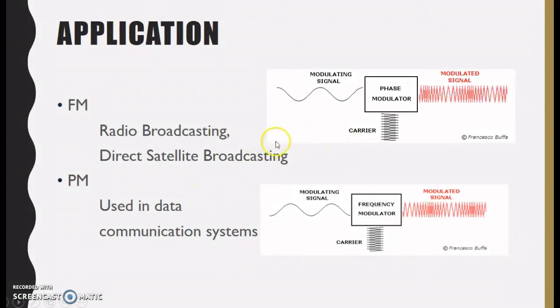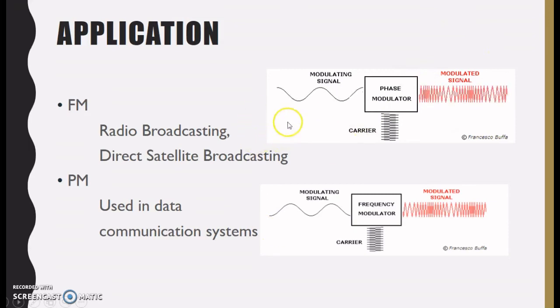Now for the next slide, we have the figure here where modulation is shown. There will be two inputs, the modulating signal and the carrier signal. Then this box will be varying depending on what will be the modulator used. If it is a phase modulator, it is used in data communications. But if it is a frequency modulator, it will be used in radio broadcasting and direct satellite broadcasting. This modulated signal here has benefits.